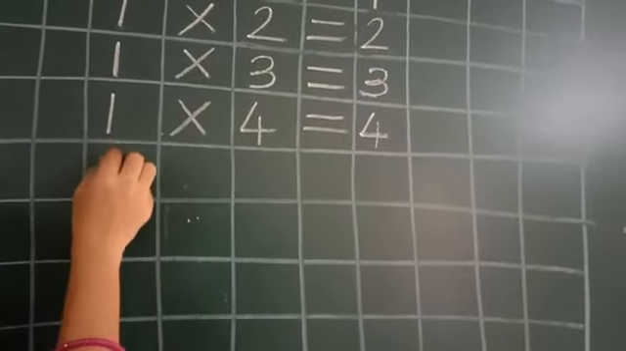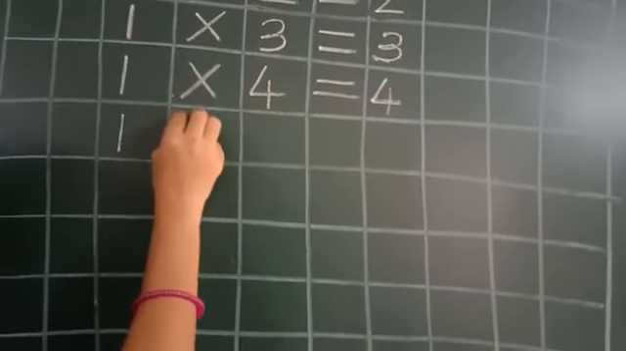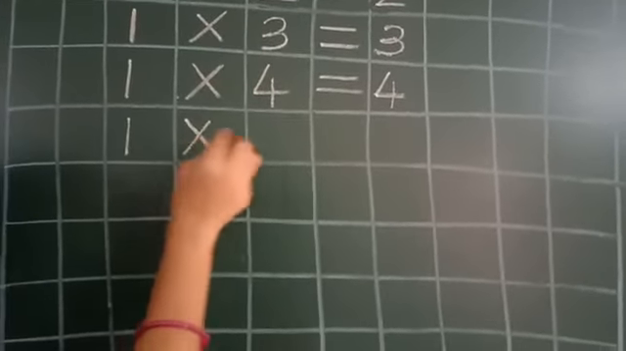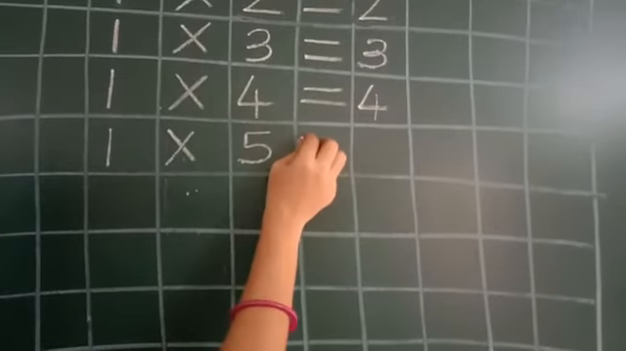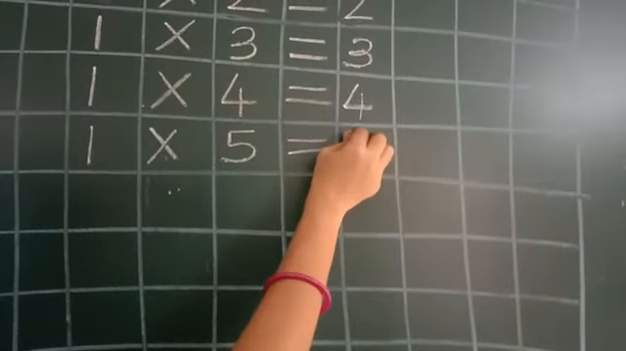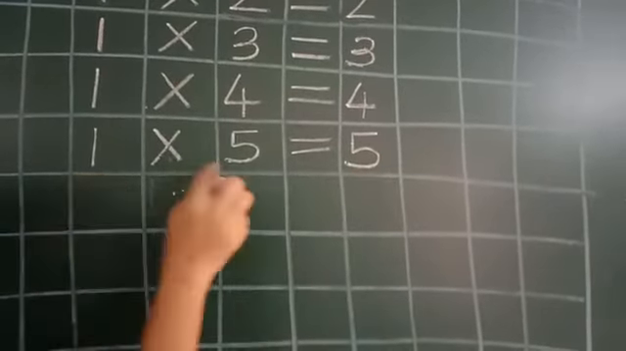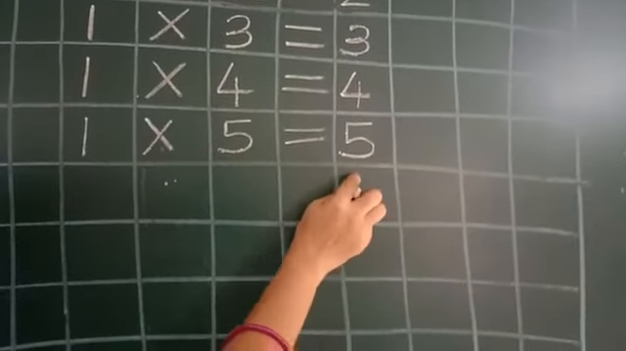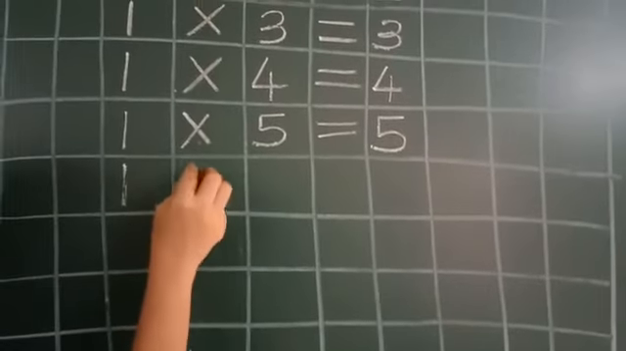Same, write 1 in the proper box, multiply 5, two dash, and 5 number. 1 five za 5. Next 1.